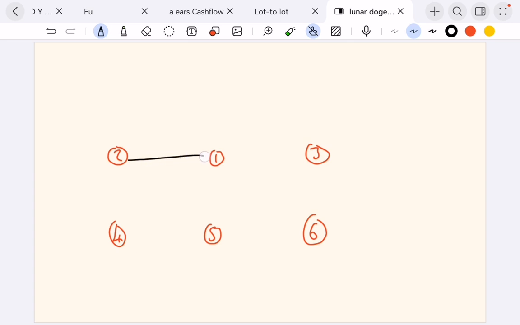How much is 2 to 1 from the table? Or 1 to 2? The numbers do not change. How much will it cost? 500. So we have 500 here. Then 1 to 3 costs how much? 1,000. So we have 1,000 there. Then 2 to 3 costs how much? 300. So we have 300 here.